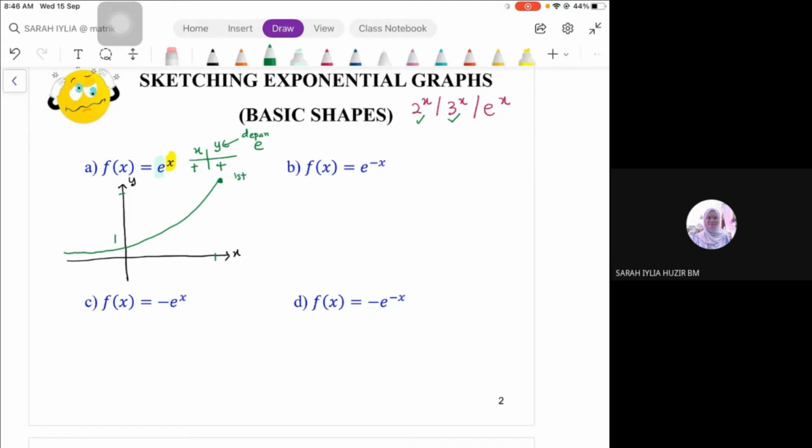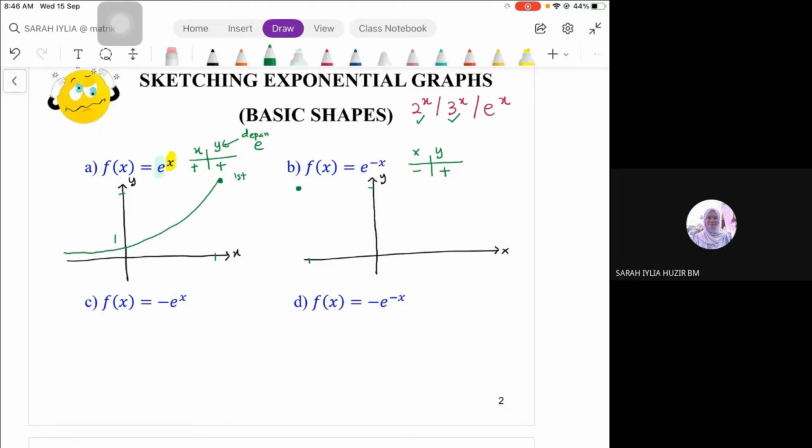Okay, itu baru first case. E to the power of x. Now, e to the power of negative x. So kita check our sign. In this case, x is negative. Y in front of e positive. Okay, so bila x negatif, y positif, dia akan bermula dekat second quadrant.